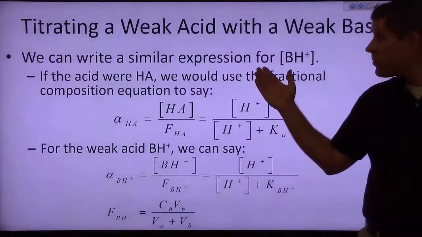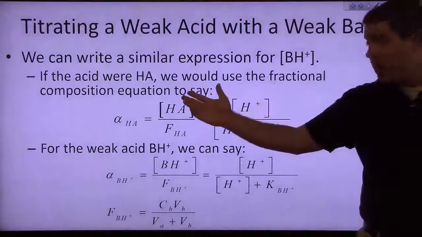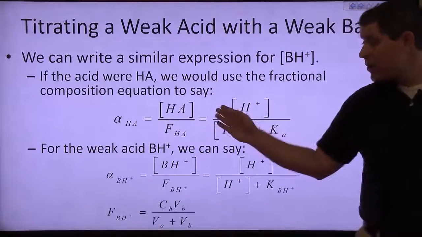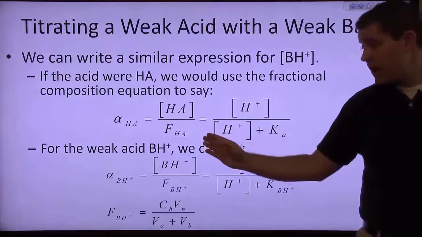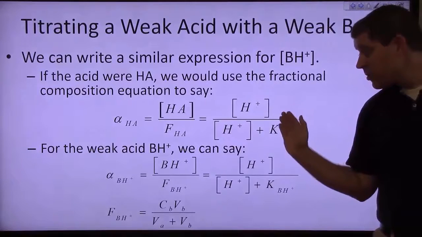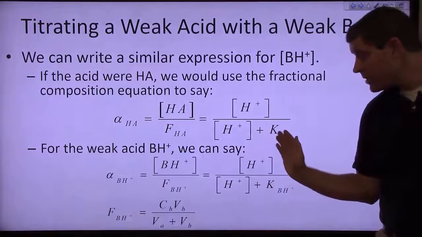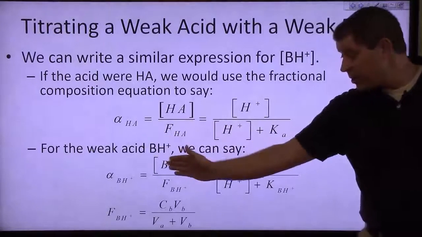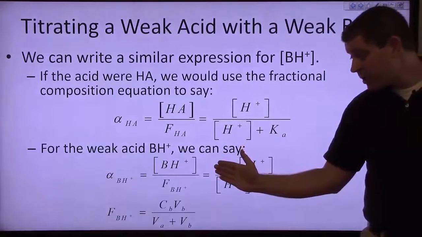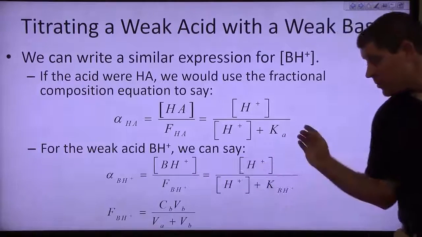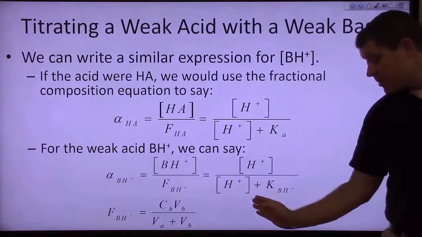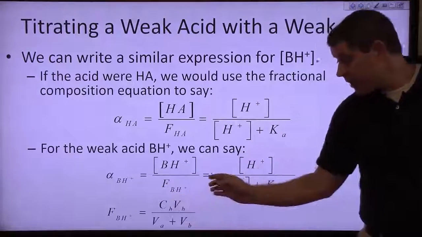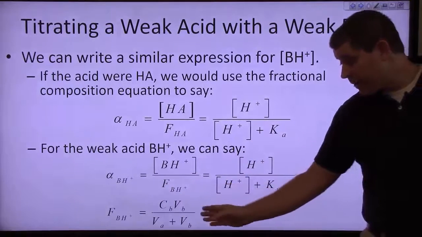And we can write a similar expression for BH+. If the acid were HA, then we would use the fractional composition equation to say alpha HA equals concentration of HA divided by FHA, which is equal to concentration of H+ divided by concentration of H+ plus Ka. But for weak acid BH+, we can then say alpha BH+ is equal to concentration of BH+ divided by F BH+, which is equal to concentration of H+ divided by the concentration of H+ plus K BH+. And the formal concentration of BH+ is equal to Cb times Vb divided by Va plus Vb.